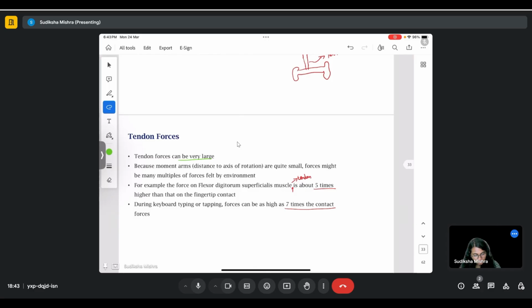For example, in the flexor digitorum superficialis muscle tendon, the force that is generated is 5 times higher than the fingertip contact force. Also, during typing, whatever forces are generated are 7 times the contact forces, which are essentially the effector forces. The forces used to generate the effector forces are 7 times the effector forces themselves.